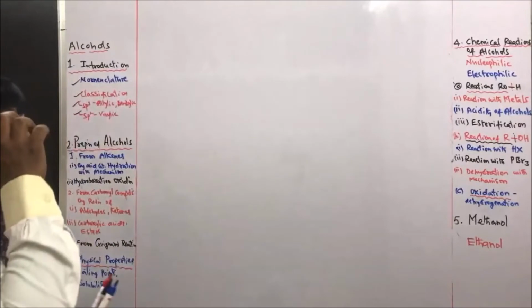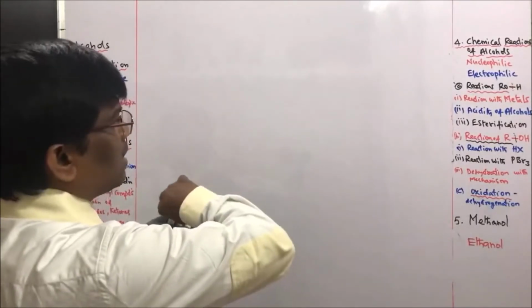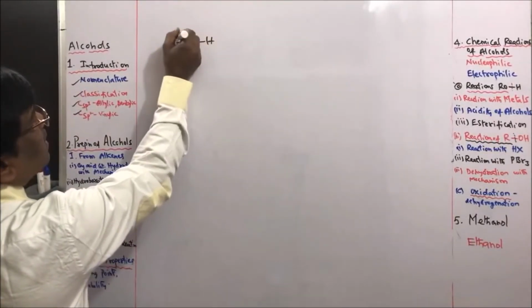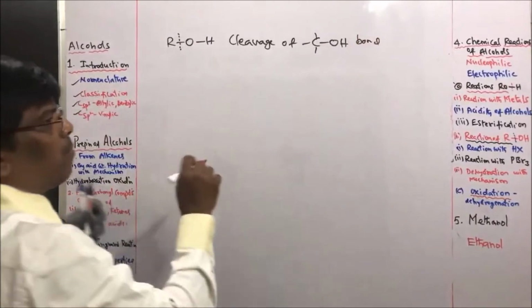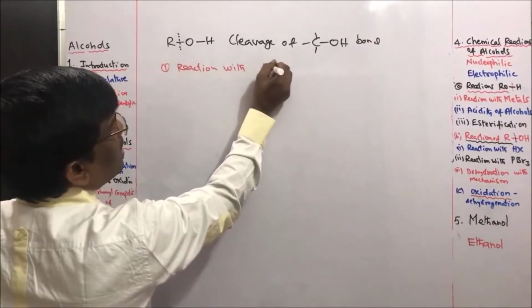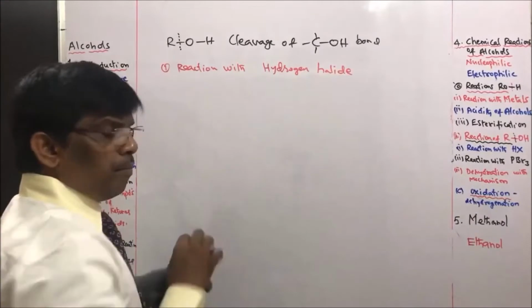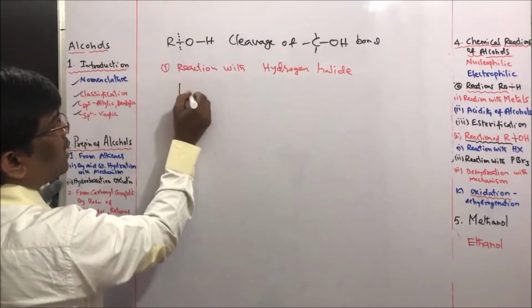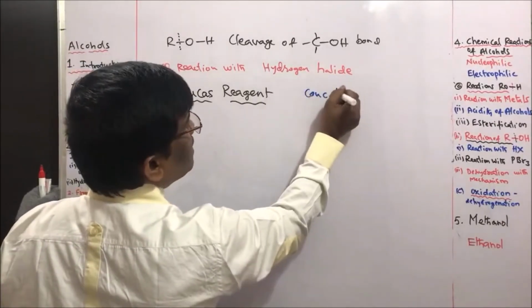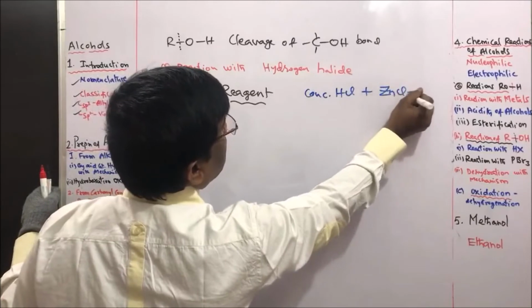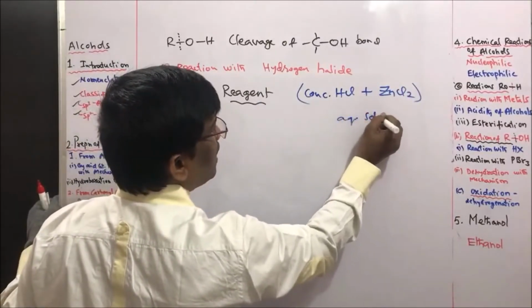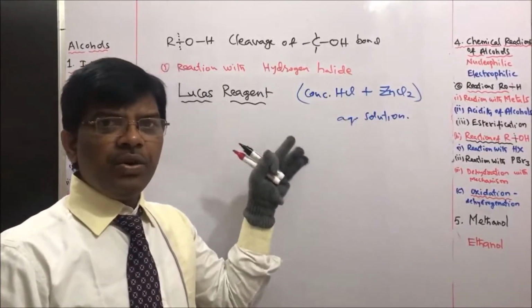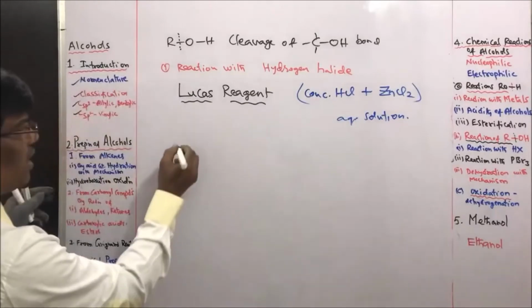Let us see the reactions of alcohols where the carbon-oxygen bond is involved. Usually you come across the reaction with hydrogen halide. The important reaction or distinguishing test is the Lucas reagent, concentrated HCl plus zinc chloride, an aqueous solution known as Lucas reagent. This Lucas reagent is used for distinguishing tertiary alcohols.